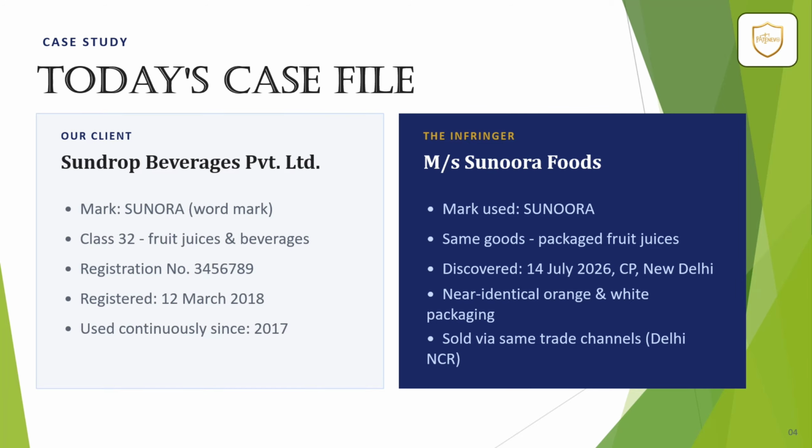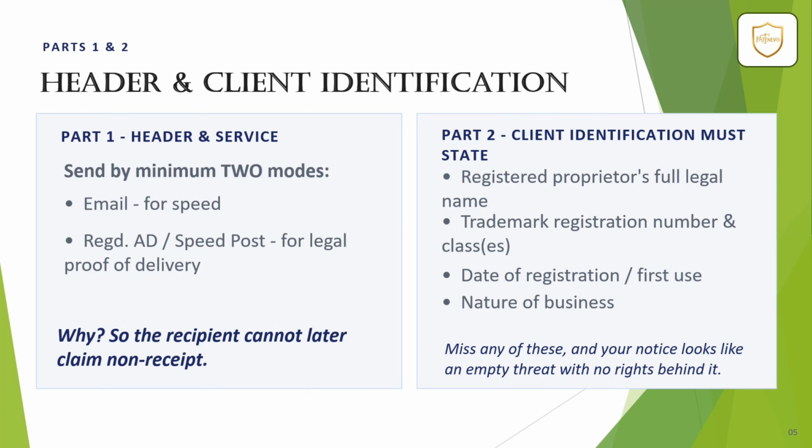So let's start building it. Part one is the header. Make sure that you always send a notice through two modes: email for speed and registered post for legal proof of delivery. This closes off any argument that a recipient never received it.